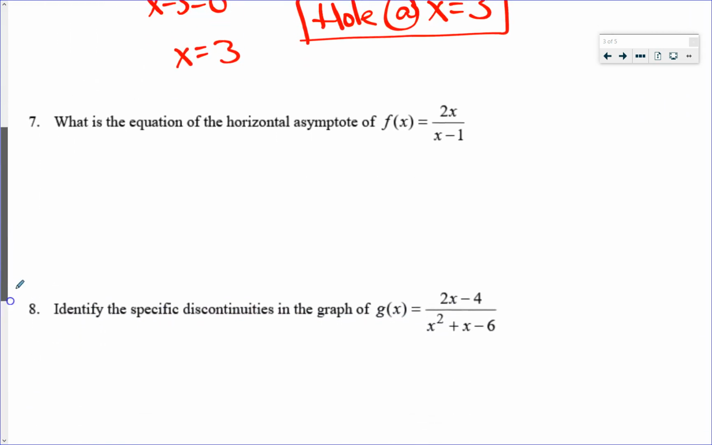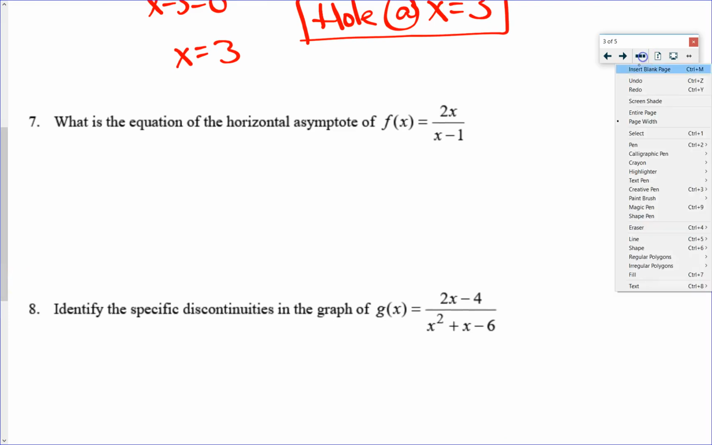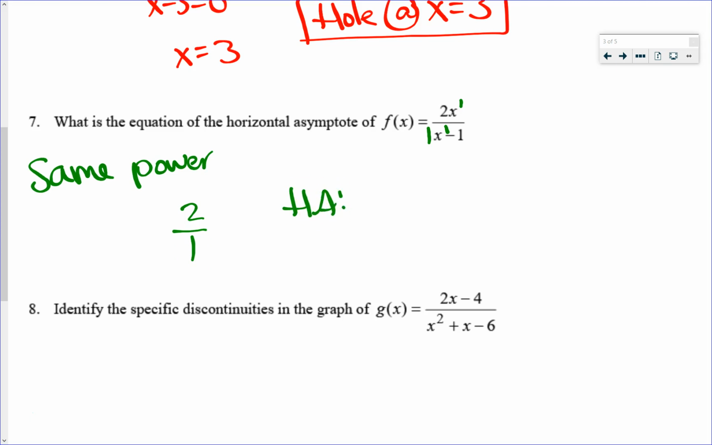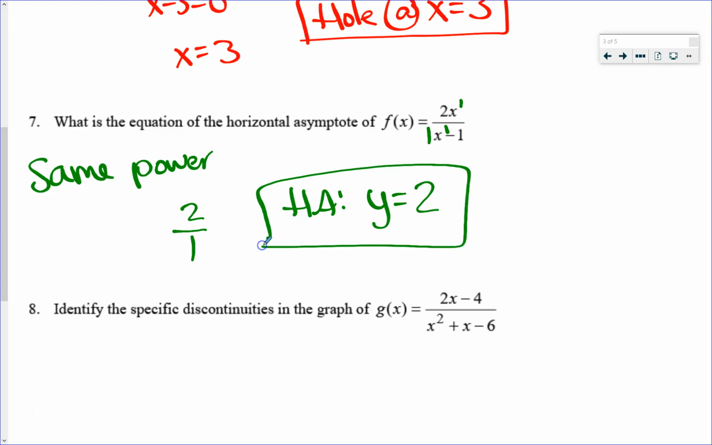All right, number 7, what is the equation of the horizontal asymptote? All right, horizontal asymptotes, we're looking at who has the highest power. So I look at my x. They both have a power of 1. They have the same power, which means I take the leading coefficients, which are 2 and 1, divide them, so we have a horizontal asymptote at y is equal to 2 for this function.